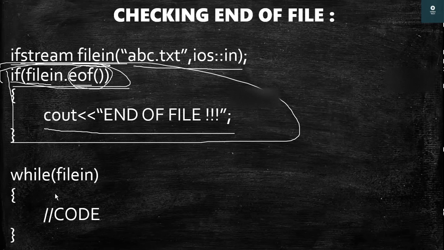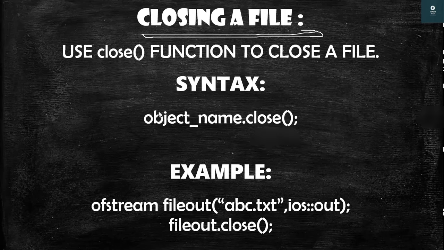Now the second way of checking the end of the file is using the object name. Whenever we are at the end of the file, this object name will become 0. Therefore, whatever code you want to run with the file, write the code inside this while loop, and whenever we are at the end of the file, the loop will terminate because filein, that is the object name, will become 0 at the end of the file.